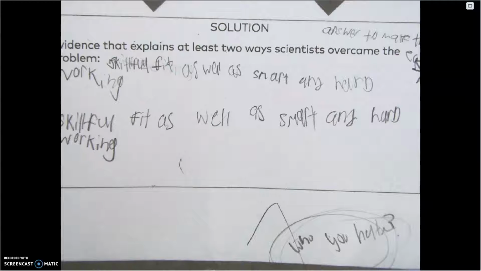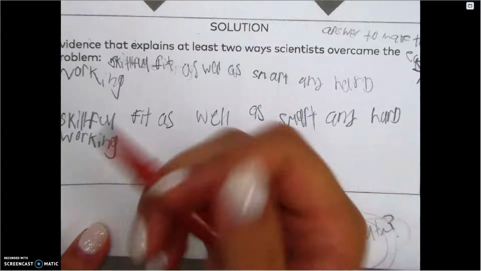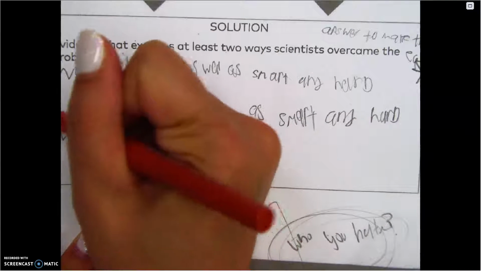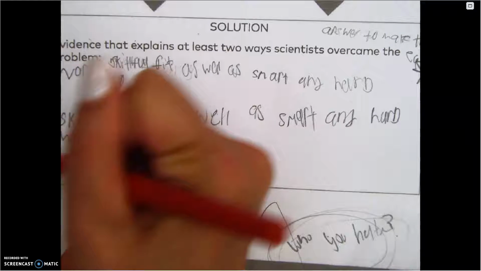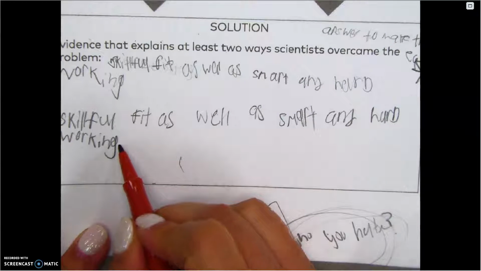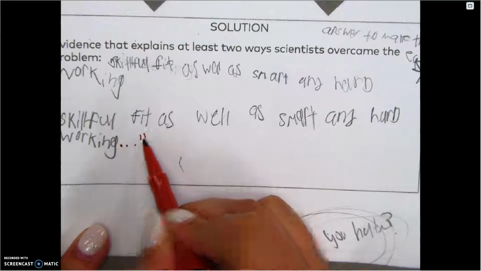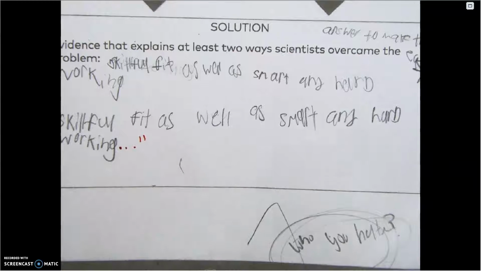What are some things that we can do to just tweak this a little bit? Quotation marks. What page? 10. Period, or we put some dots and then quotations. Because, again, we're pulling from the text. Okay?